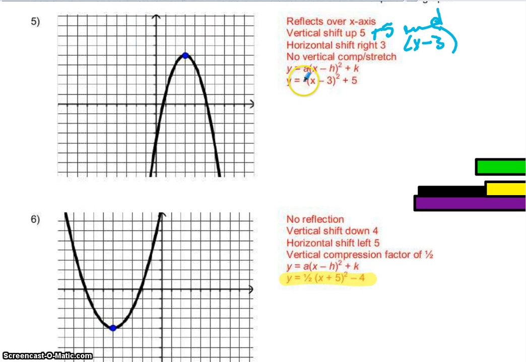And I can't remember if I highlighted and pointed out that there is a negative at the beginning because of this reflection. So these are your 2 equations that you come up with from looking at the graph.